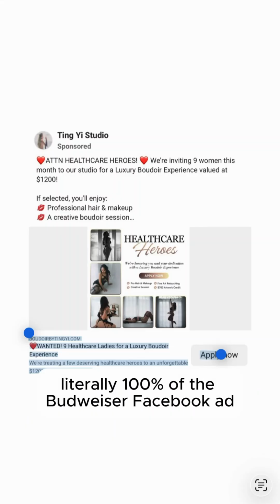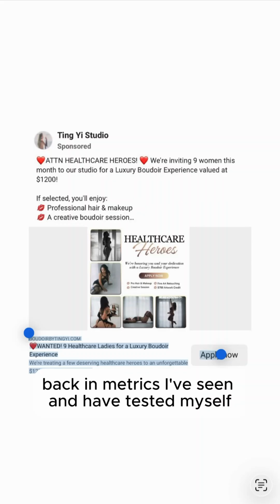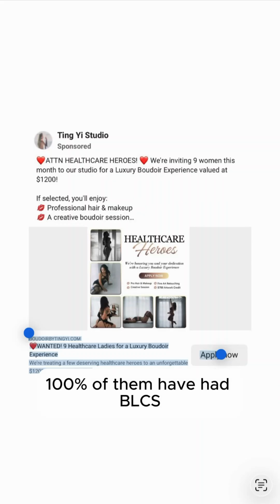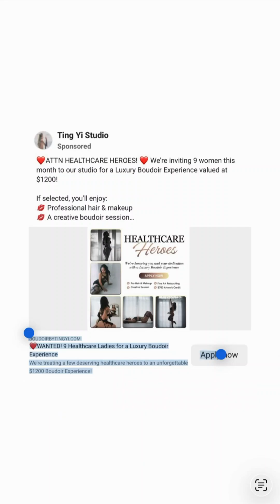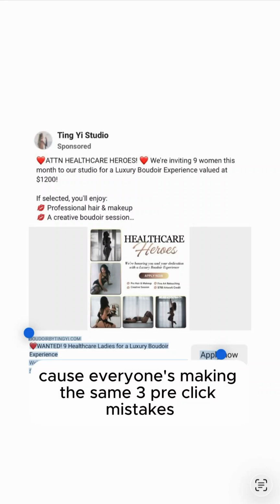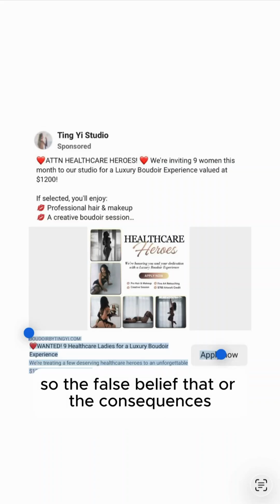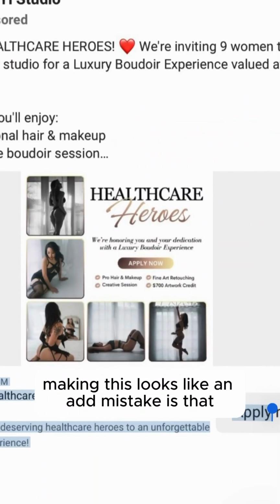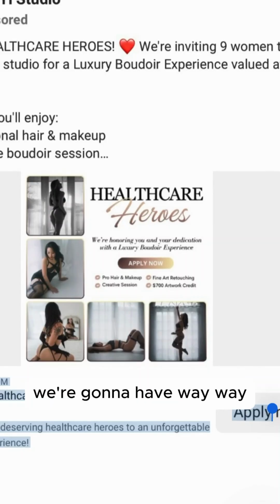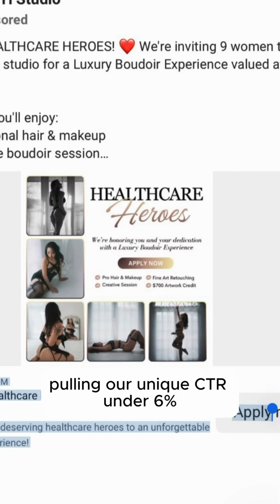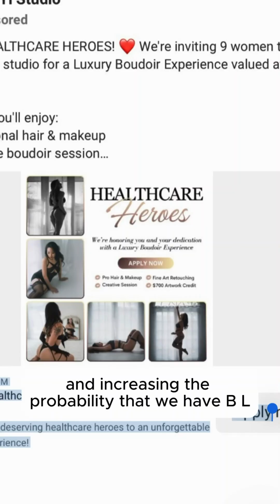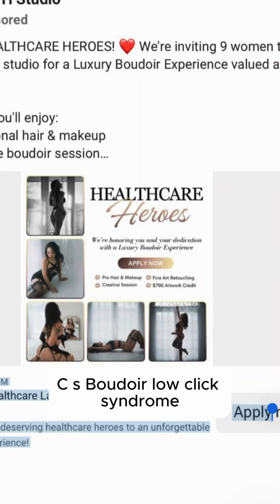Well, literally 100% of the Boudoir Facebook ad backend metrics I've seen and have tested myself have had BLCS, Boudoir low click syndrome, with a unique CTR under 6%. And why is that? Because everyone's making these same 3 pre-click mistakes. The consequence of making this "looks like an ad" mistake is we're going to have way more women scrolling by our Boudoir Facebook ad than necessary, pulling our unique CTR under 6% and increasing the probability that we have BLCS, Boudoir low click syndrome.